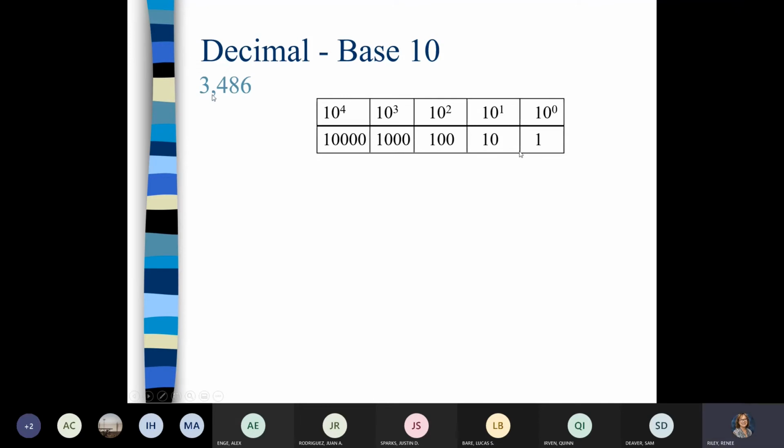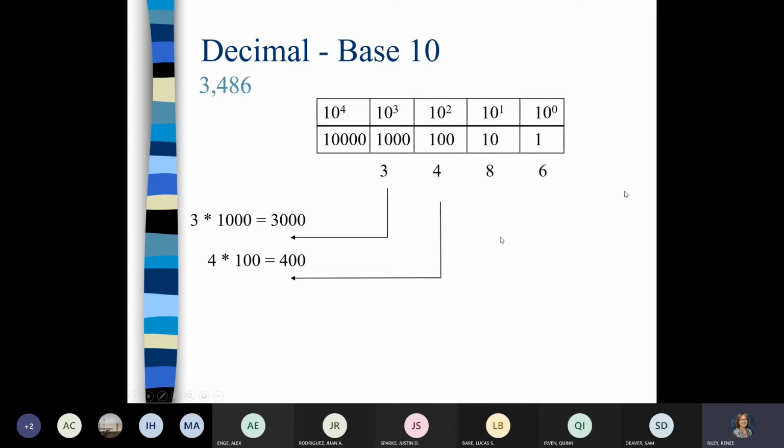Think about it. If we have this number, 3,486, we know it's written in base 10 or decimal. Internally, we could place those digits under their appropriate columns. We have a 3 in our thousands column, a 4 in our 100s column, etc. We do this automatically in our brains. We don't really even have to think about it. But since we have 3 in our thousands column, we know that's equal to 3,000.